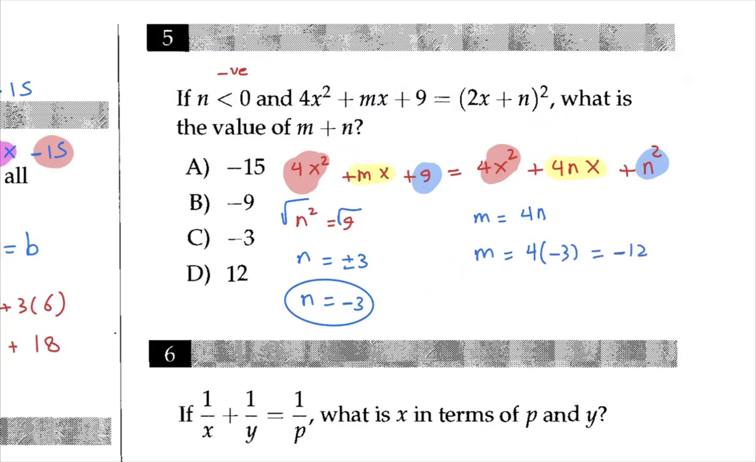Now, what do we need to get? Do we need to get m or n? No, we need to get m plus n. So m plus n equals how much? Equals negative 12 plus negative 3, which is negative 15. So the answer for question number 5 is negative 15.